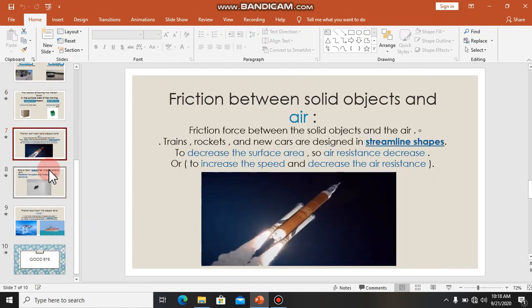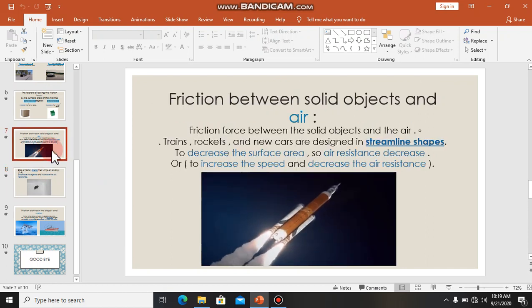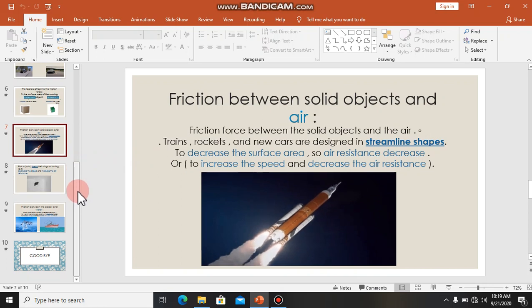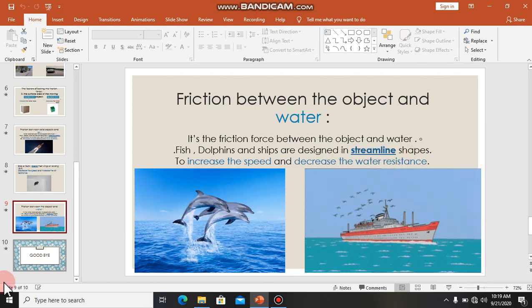Rockets and planes and birds have a streamline shape to increase the speed and decrease the air resistance. And if it's something moving in water, it is to decrease the water resistance.